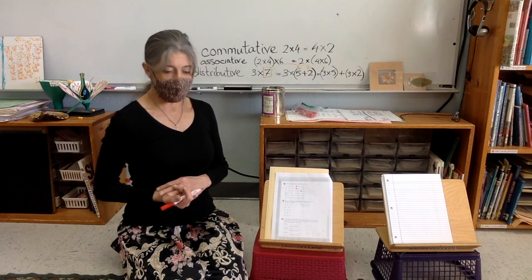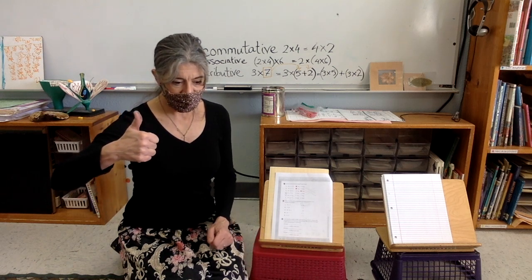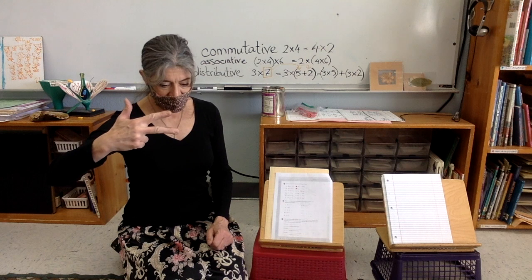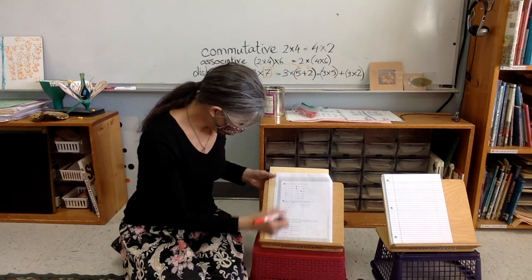D. 21 divided by 7 is 4. Yes. Well, let's count our 7s and make sure. 7, 14, 21. So it's only 3. No.